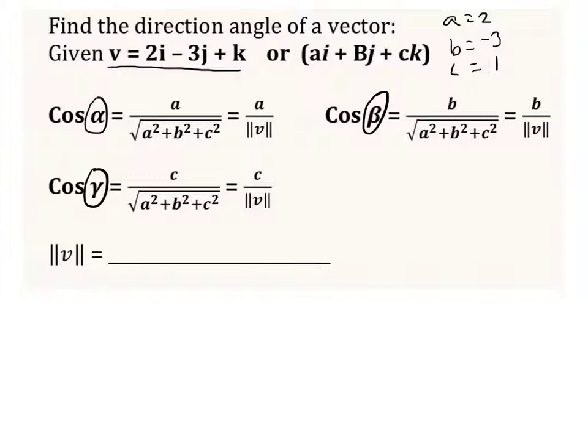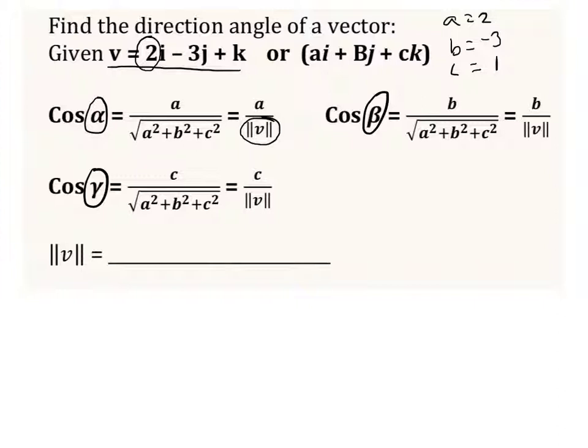Okay? And so we have these 3 equations, and basically what you do is you take the corresponding coefficient over the magnitude, and then whatever that equals is the same thing as cosine of your direction angle. And so once you know this fraction right here, or decimal, whatever it turns out to be, you can take the inverse cosine of this value to learn what alpha is.